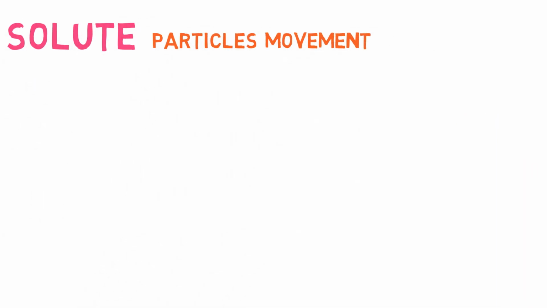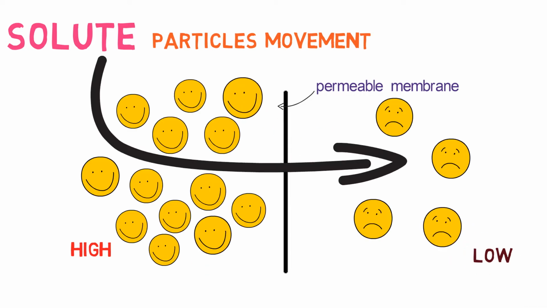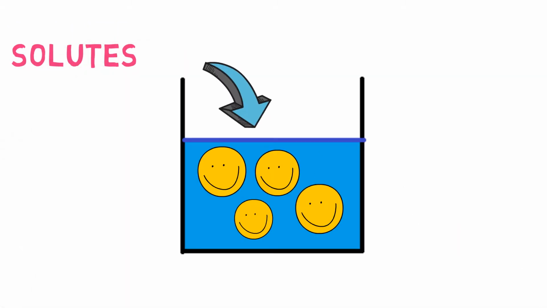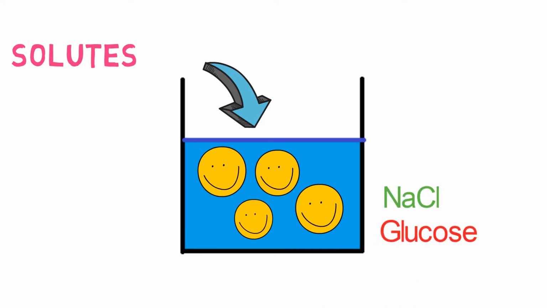Diffusion. Diffusion is movement of solute particles through a permeable membrane from a high solute concentration to a low solute concentration due to their random motion. What are solute particles? Solute particles are anything which dissolves in a solvent, mainly in water. Examples are sodium chloride, glucose and so on.